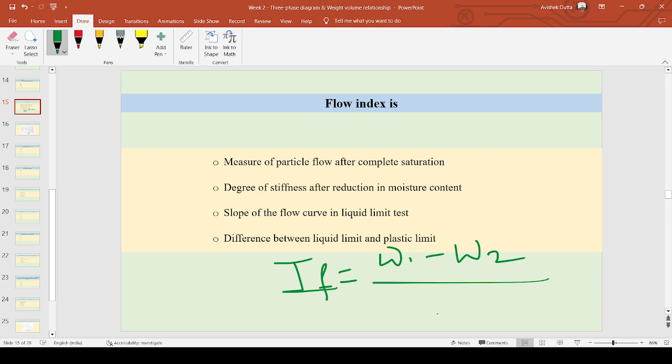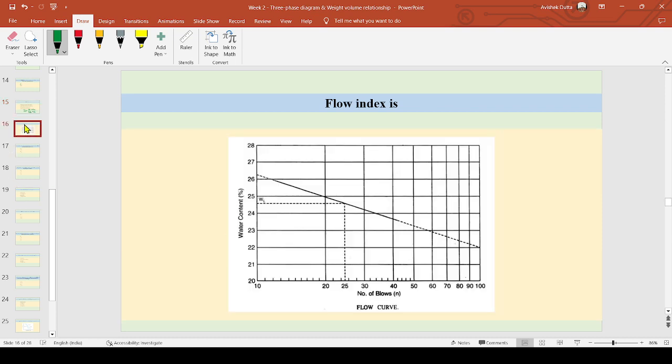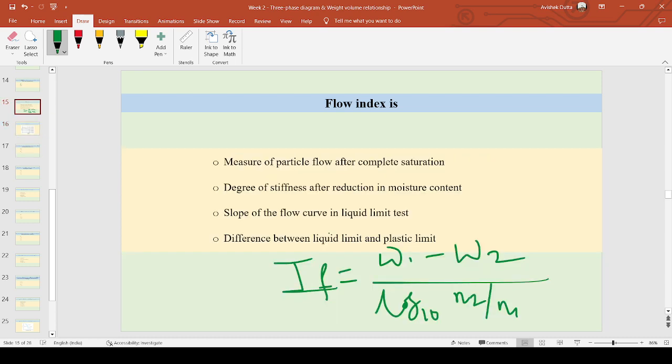That's why we divide by log to the base 10 of N2 by N1, because the x-axis is in logarithmic scale. Okay, so this is the flow index. This is the value of flow index, the slope of the flow curve in liquid limit test. Good.